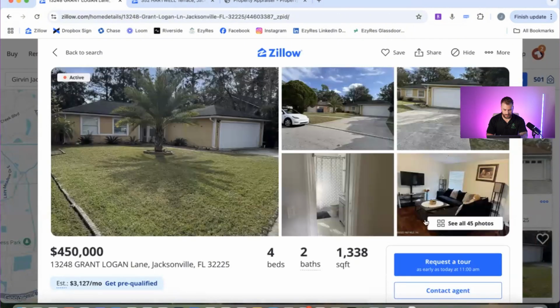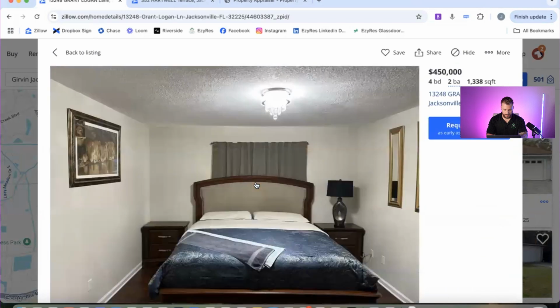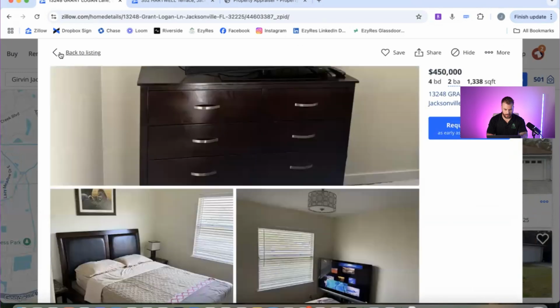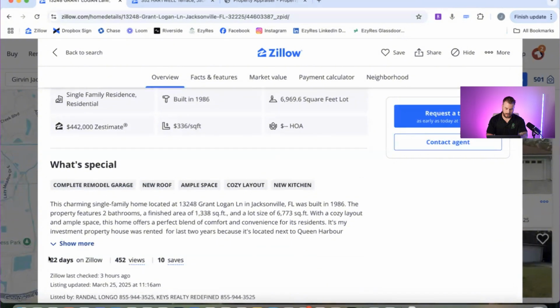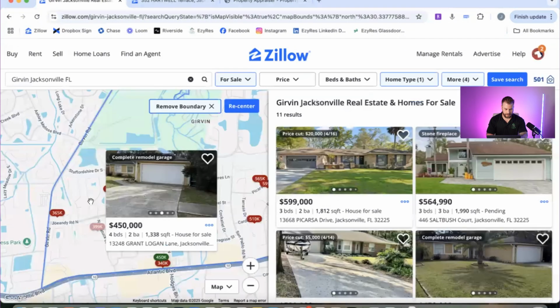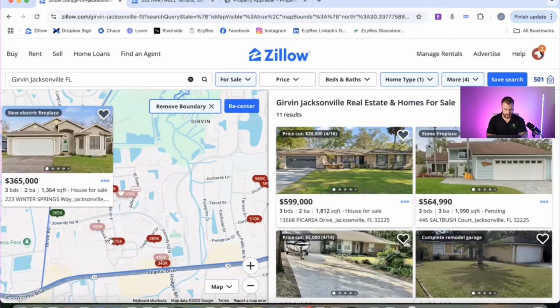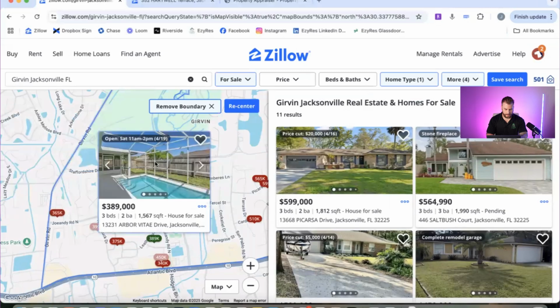Yeah, still active, not remodeled at all. They're trying to sell this thing at 450. Chances are it's been on the market for a bit. Yeah, not really a good listing. 365, that's too low. I don't really want to see 389. Okay, here's one.